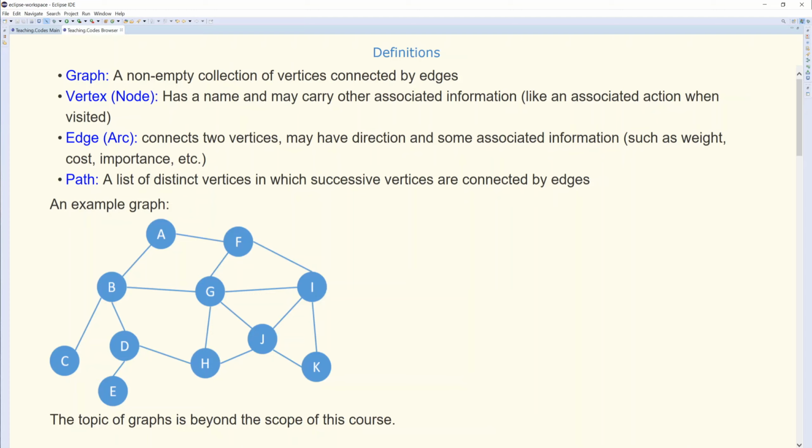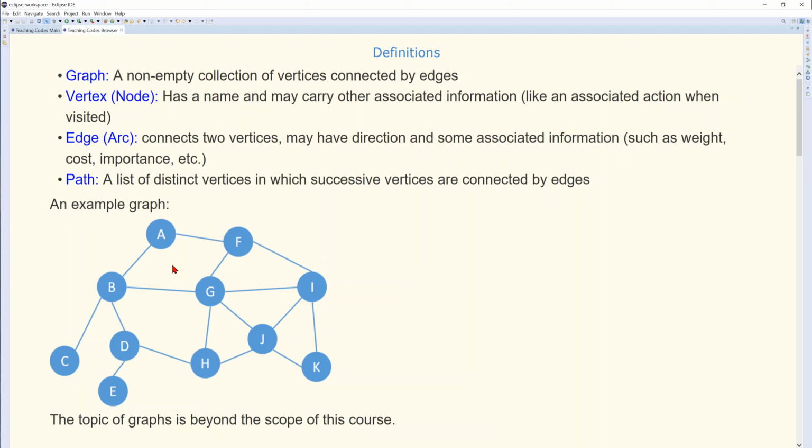So look at this figure here. Here the blue circles are what we call the vertices, or also called the nodes. And these lines connecting the vertices are called the edges, or also called the arcs or the links.